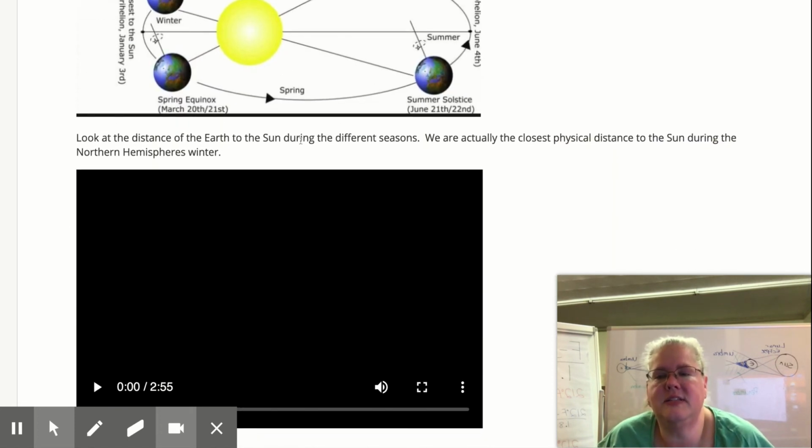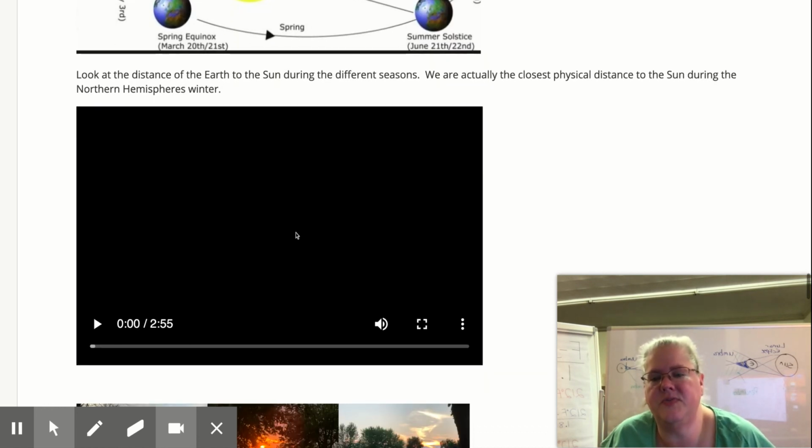So if you look at the distance between the sun and the Earth during different seasons, we actually are the closest, remember, physically to the sun during the northern hemisphere winter.